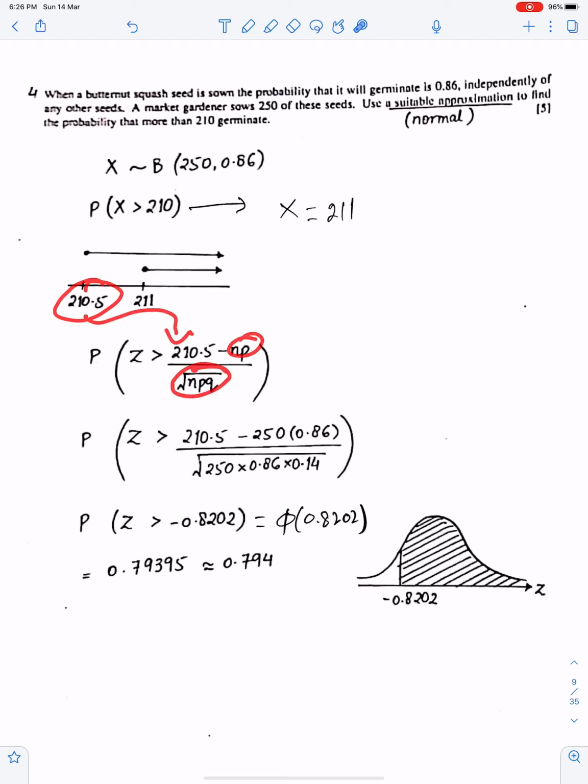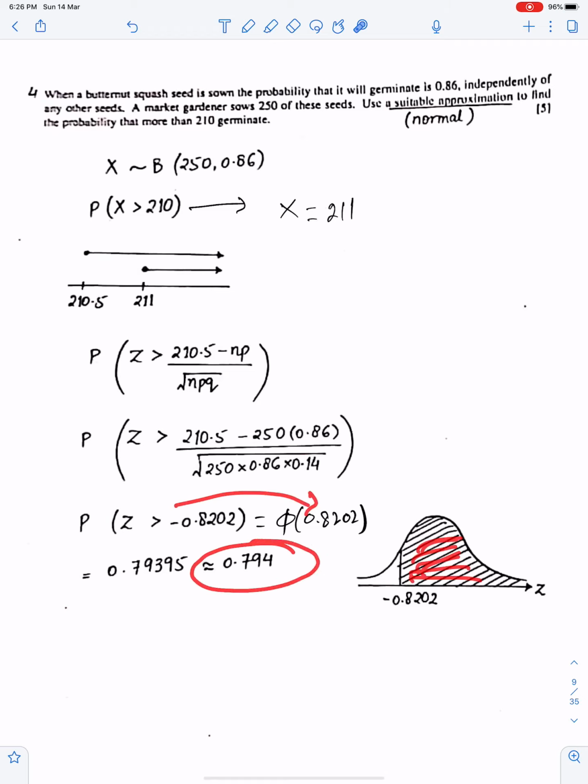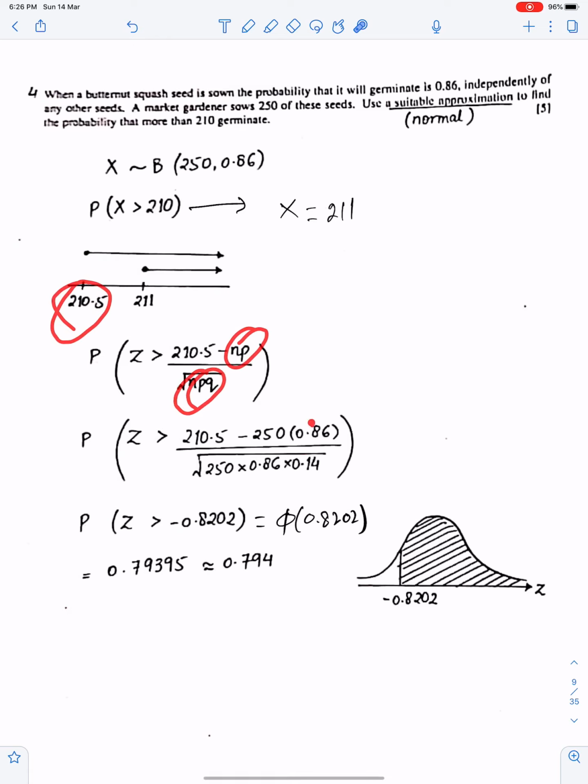This is NP and this is NPQ. This step is very important, especially this one. Write the correct values of NP and NPQ. This is phi, because the large area is always phi. That's the final answer up to 3 significant figures. So you have to do just 2 important things. Number 1, continuity correction. Number 2, replace the values of NP and NPQ here.